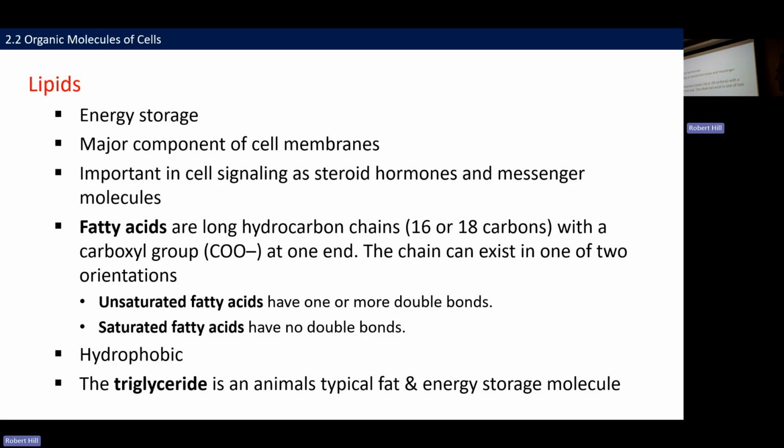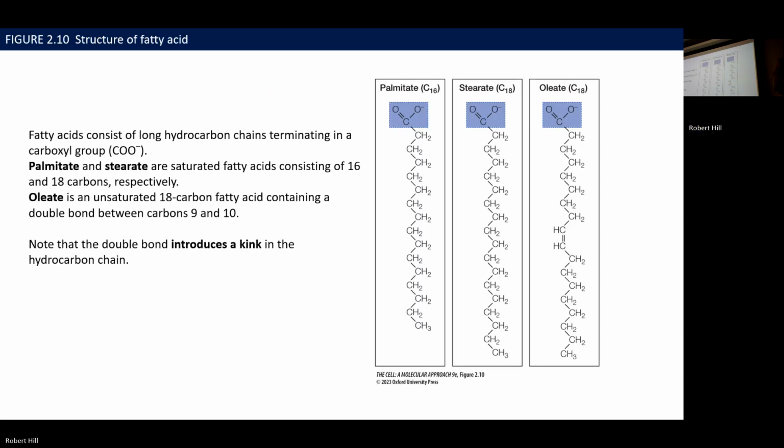Right, so we call these fatty acids, right? They have a carboxyl group at one end, and the fatty acids can exist in one of two conformations. We can either say the chain is saturated, which means it has the maximum number of hydrogens associated with all the carbons, or it can be unsaturated, which means it's missing a couple hydrogens, and because of that, it has a double bond present. Right, so here are three different fatty acids: palmitate, stearate, and oleate.